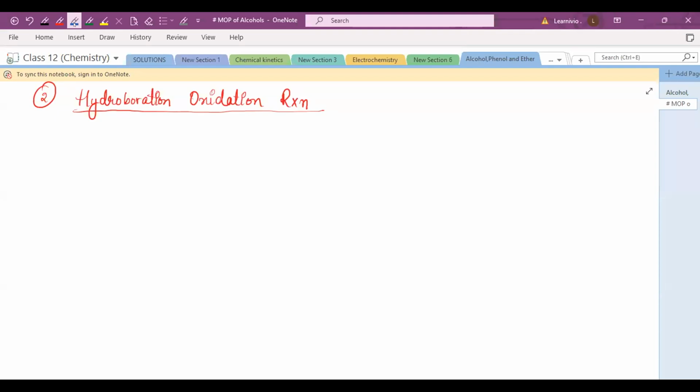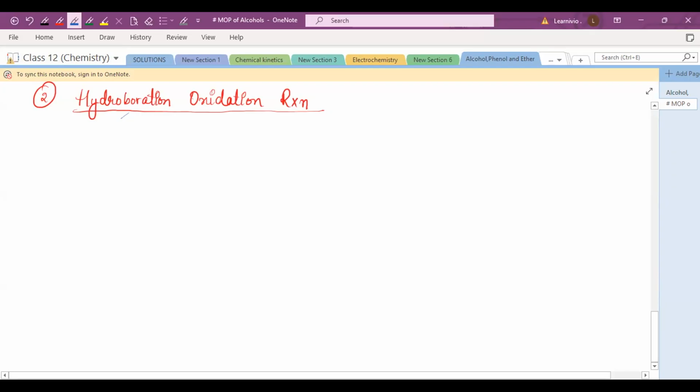तो इसमें हम use करते हैं बोरेन और डाइबोरेन. Borane BH3 or diborane B2H6. This is a two-step process. In the first step, hydroboration होता है in the presence of BH3 or B2H6. Okay, and in the second step, oxidation. Basically these two-step process is used to convert an alkene into an alcohol.